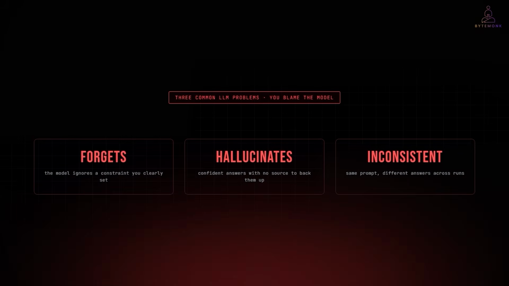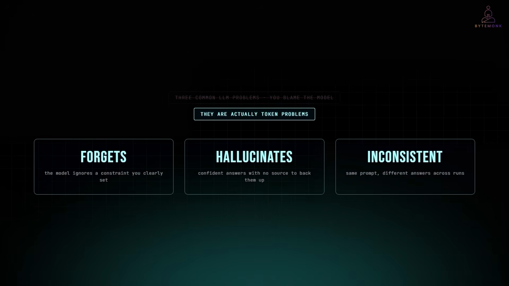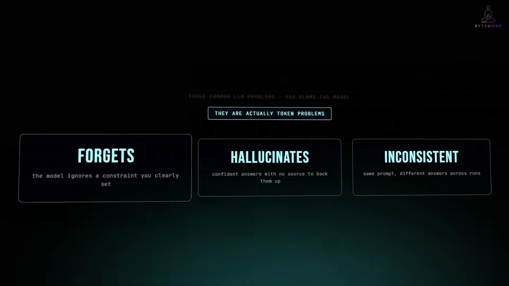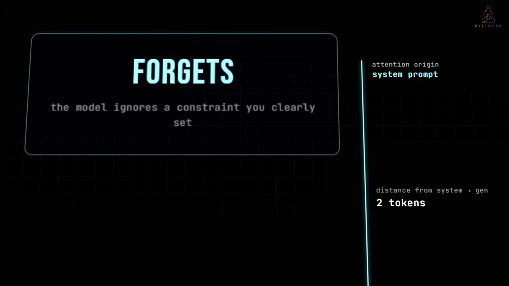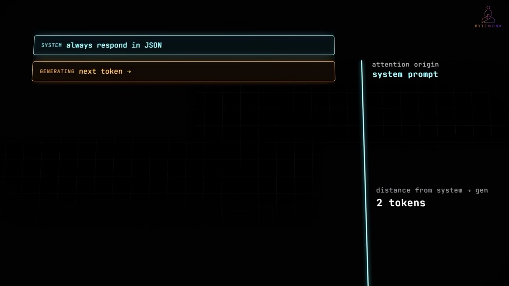3 common LLM problems that everyone blames on the model, but they are actually token problems. Take the most common one. The model forgets a constraint. You wrote a clear system prompt, worked perfectly in testing. Then in production, it sometimes ignores the rule. What happened? You probably crowded the context.